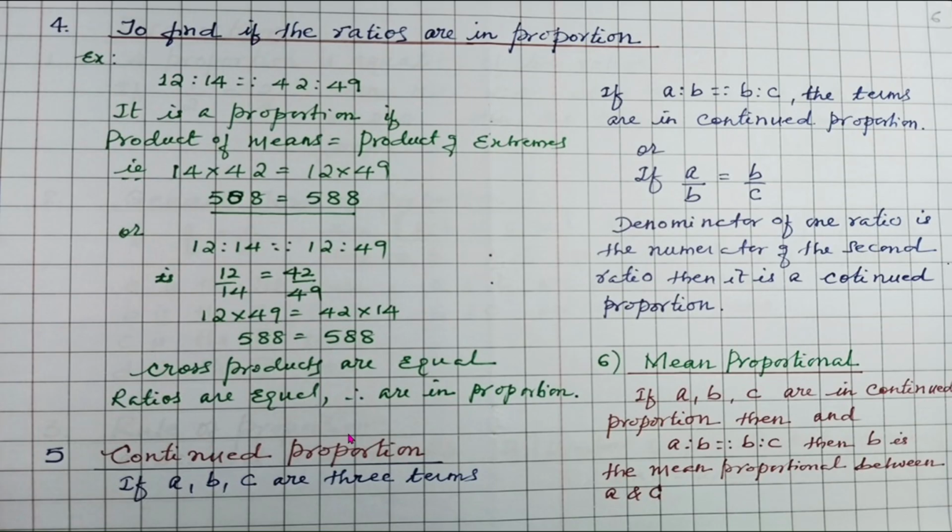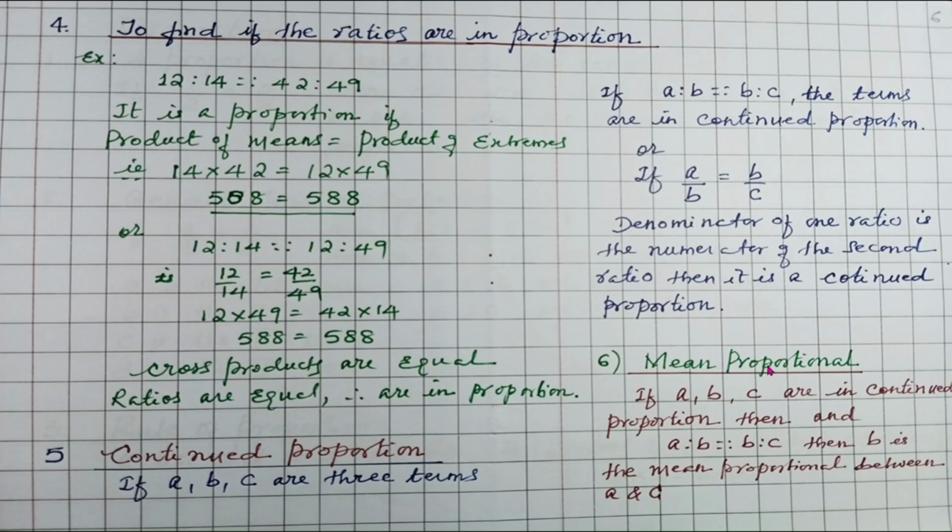So these are the two different methods of finding out, or showing, that the ratios are in proportion. Now continued proportion. Now what is this continued proportion? If we have the terms as A is to B proportion B is to C, that means the middle terms B and B are the same. Rather, if we have a ratio A by B and then the denominator of the first ratio is the numerator of the second, then they are said to be in continued proportion.